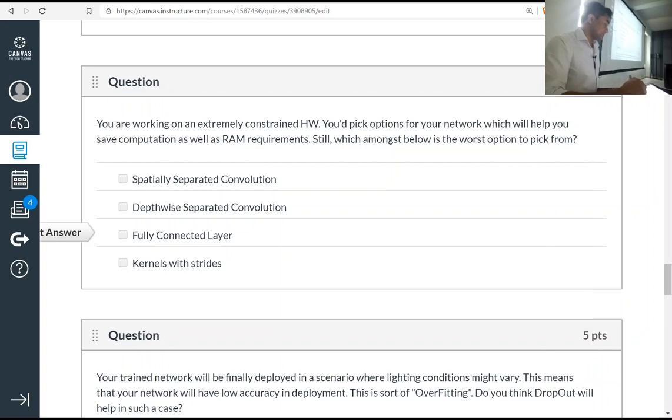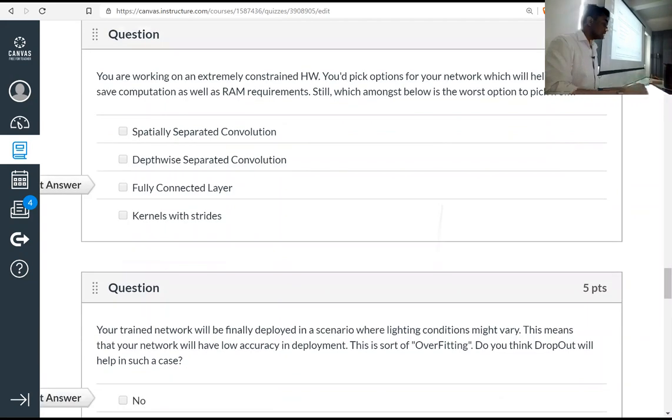Okay, you're working on extremely constrained hardware. You'll pick your options for your network which will help you save computation as well as RAM. Still, amongst the options, which is the worst option? Fully connected layer is going to be the worst possible option if you are going to design your deep neural network, in any given scenario, not only on limited hardware.